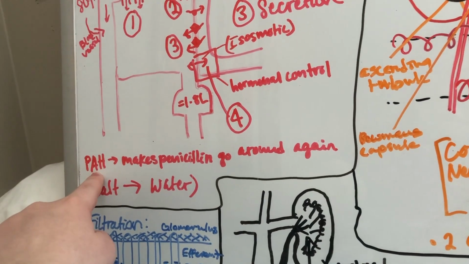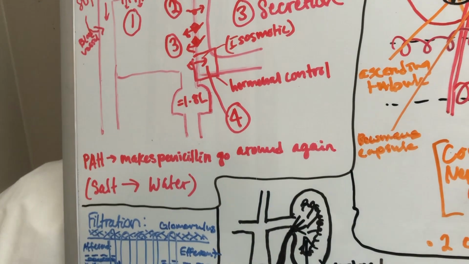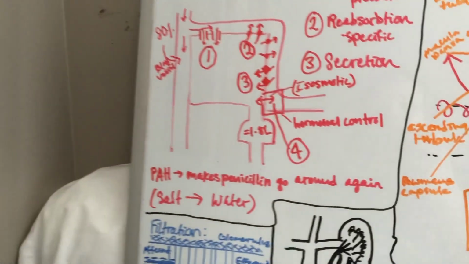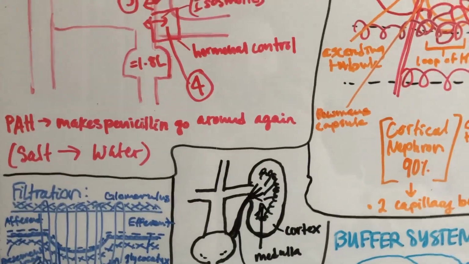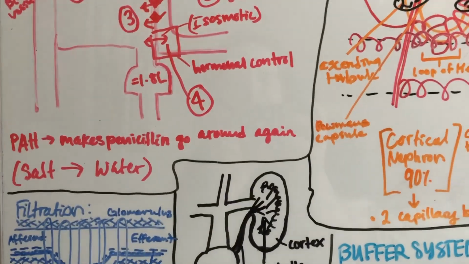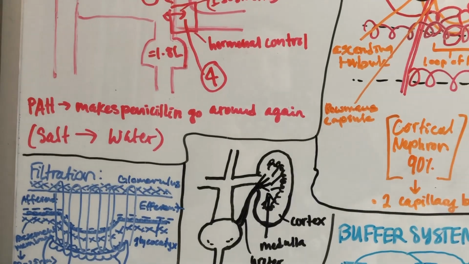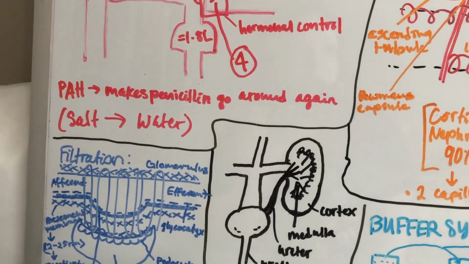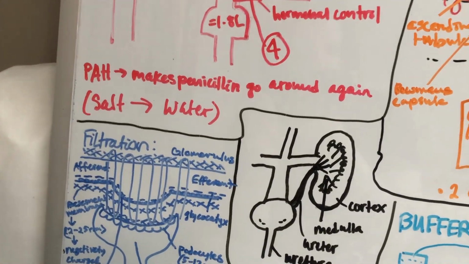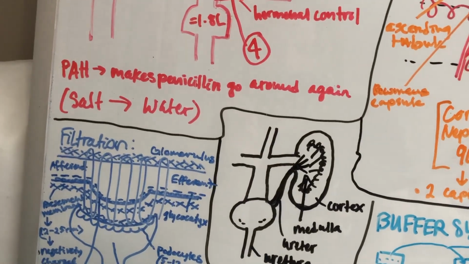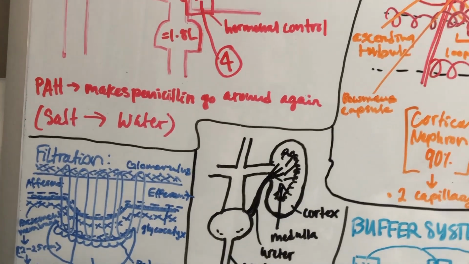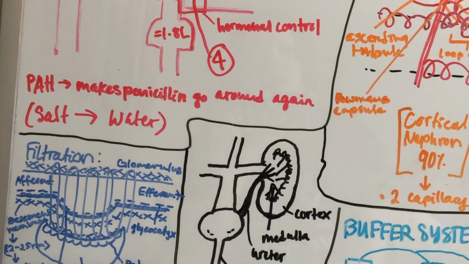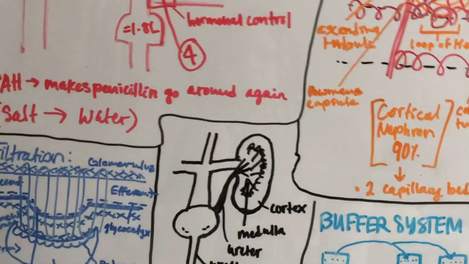And the second thing is PAH makes penicillin go around again. So when they discovered penicillin and made penicillin, it was filtered through the kidney quite fast, too fast for what the supply and demand was. And so they paired it with PAH to make sure that it would keep cycling through the kidney and doing its job so that less could go further.